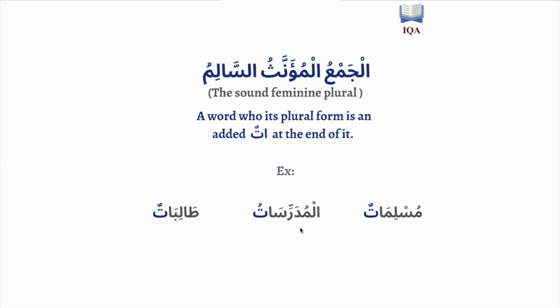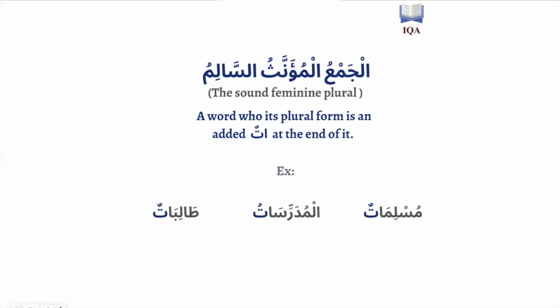Mudarrisatun, which means one female teacher, becomes mudarrisatu. Muslimatun, which means one Muslim sister, becomes muslimatun. So all these nouns are jam'u al-muannath as-salim, sound feminine plural. Why? Because their singular form stayed intact first and foremost. Talibatun, mudarrisatun, muslimatun was not broken. All that was done was that an alif and taa was added at the end of it, and likewise, they're indicating something feminine. So this is the jam'u al-muannath as-salim, and all of these, as you can see here, are going to be marfu' for dhamma.